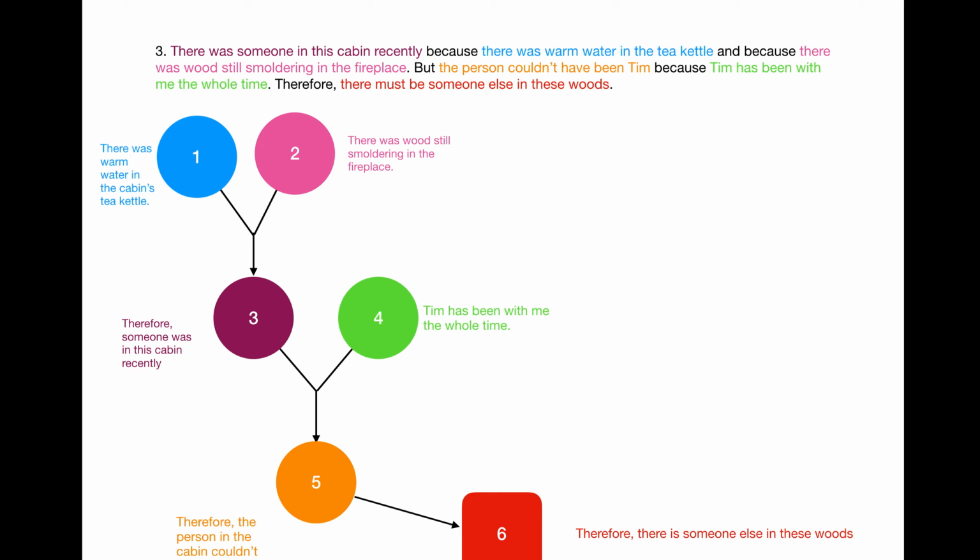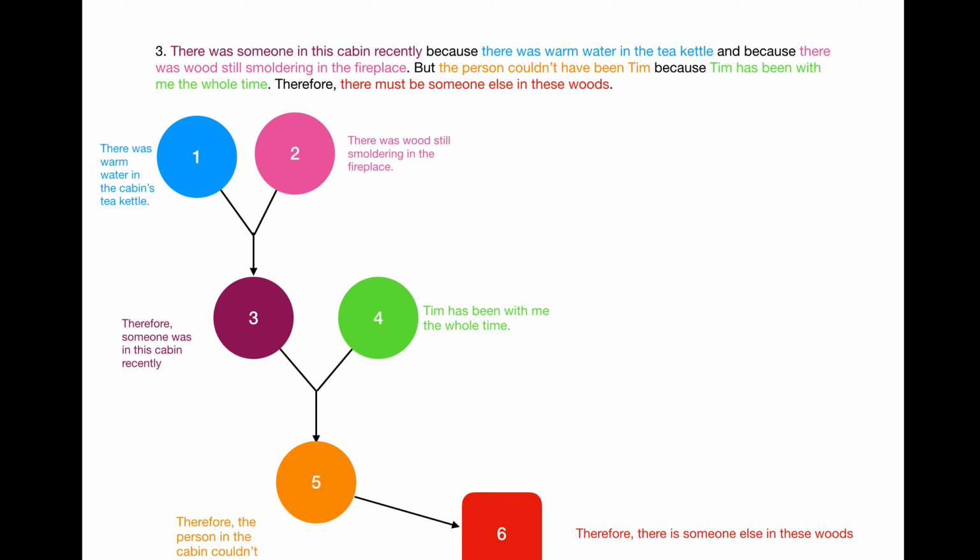Why? Because the person in the woods couldn't have been Tim. Why? Well, Tim has been with me the whole time, and someone was in this cabin recently. So someone was in this cabin recently, and Tim's been with me the whole time, which means there must be someone else in the cabin because it wasn't Tim. Okay. Someone else in the cabin. How do you know that there was someone else in the cabin recently? Well, because there was warm water in the kettle and the fireplace is still smoldering. So you take 1 and 2, the warm water in the kettle and the fireplace smoldering. Together, they mean that someone was in this cabin recently.